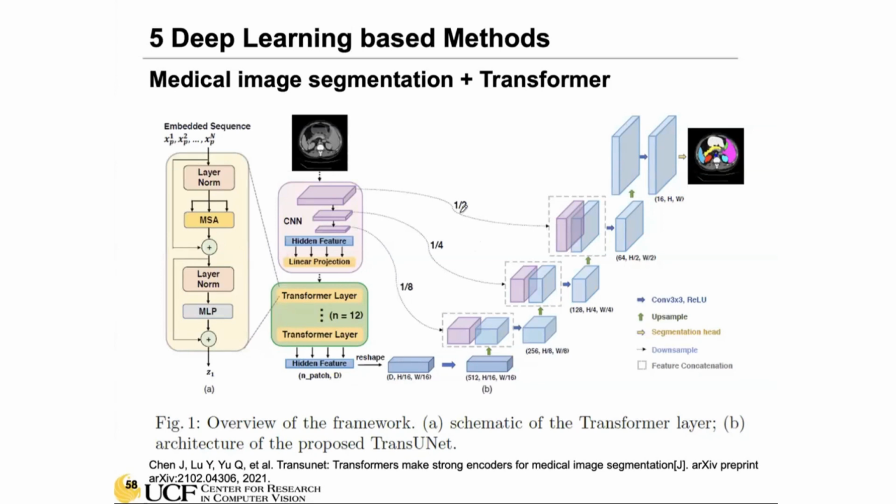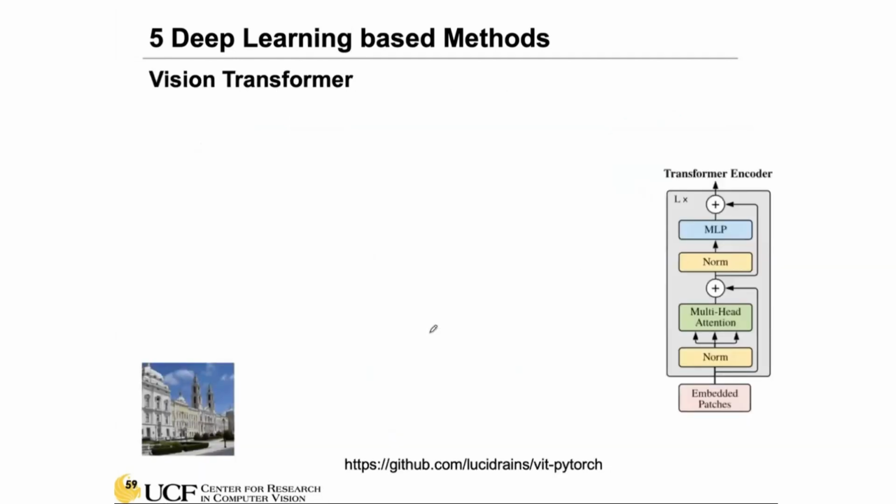Okay, so the effectiveness comes from the transformer layer building a long-range or global correlation, as compared to just using the CNN network. So they are able to achieve better performance as compared to some of the CNN baselines like UNet.